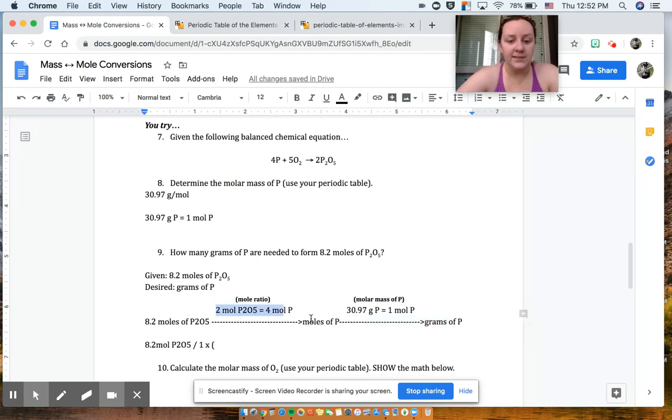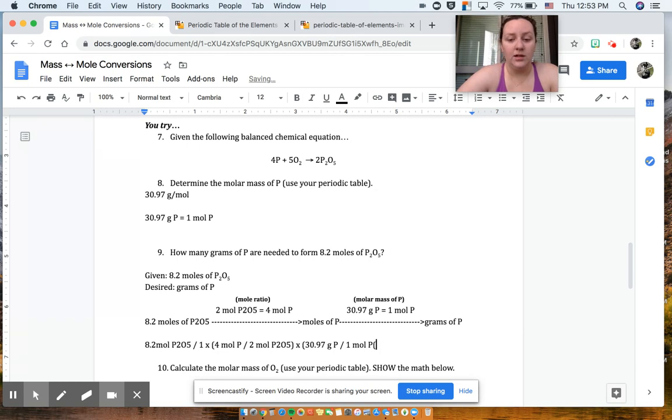So in our first desired over given, we're going from moles of P2O5 to moles of P. Our desired is moles of P, so we want this 4 mole P on top. And our given in this first step is moles of P2O5, so we're going to do desired over given. Now in our second step, we're starting with moles of P and ending with grams of P. So our desired is grams of P, and this one would go on top, desired over given. And our given, we start here with moles of P, so we want this on the bottom.